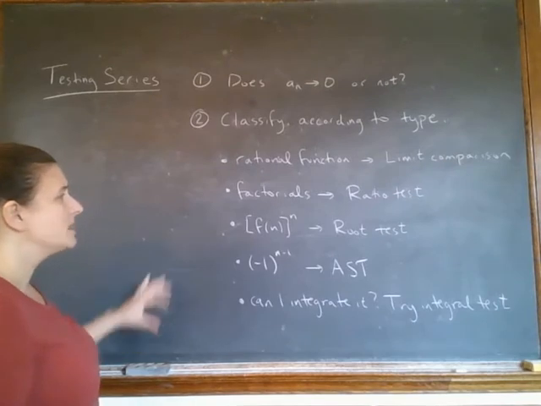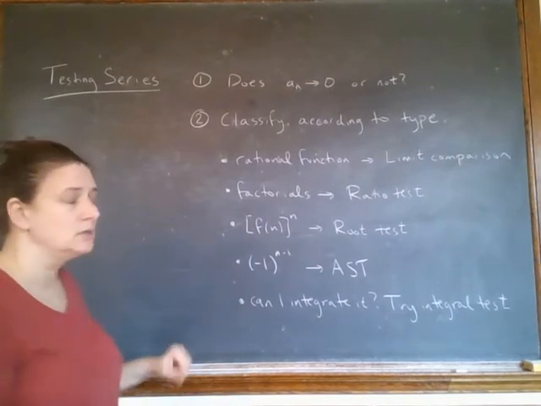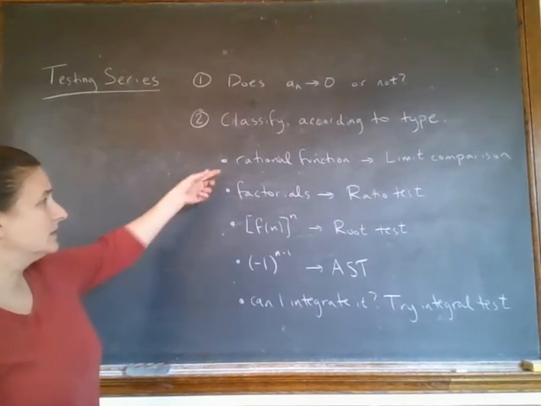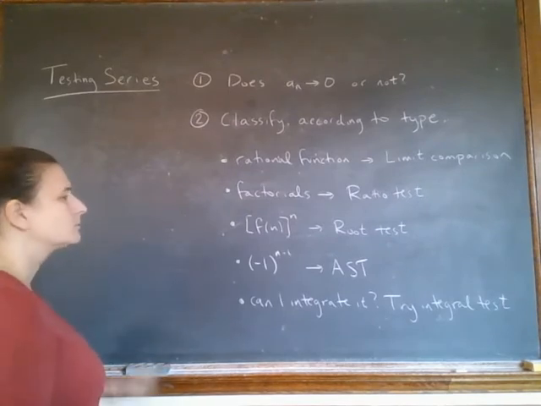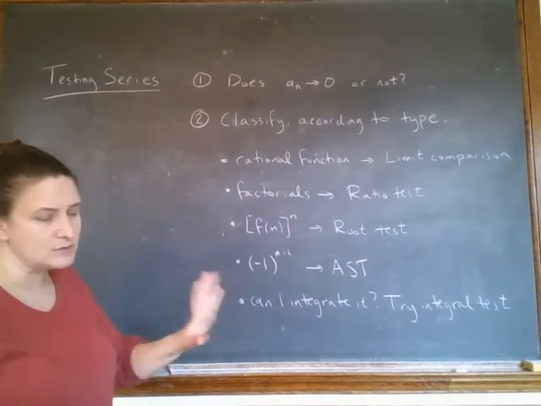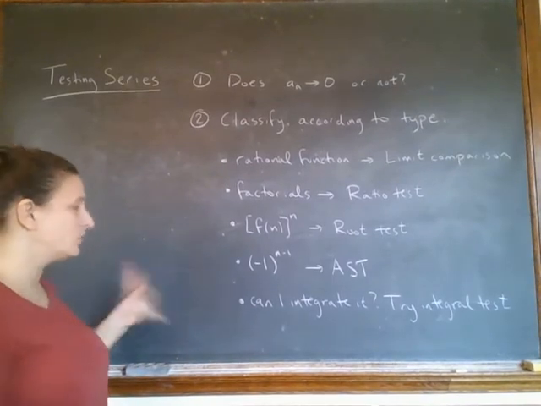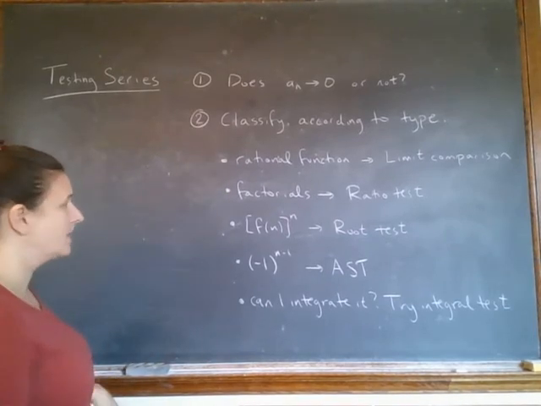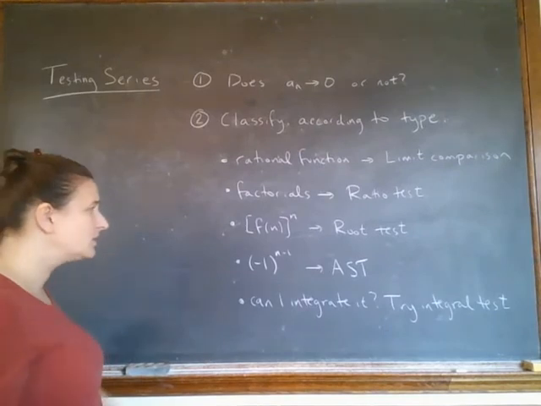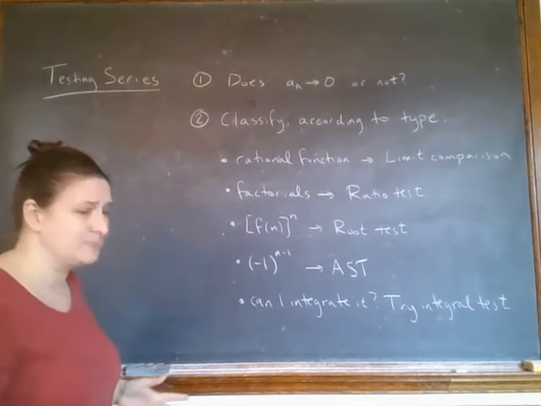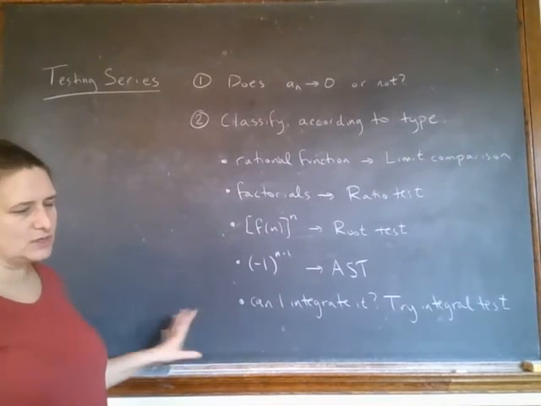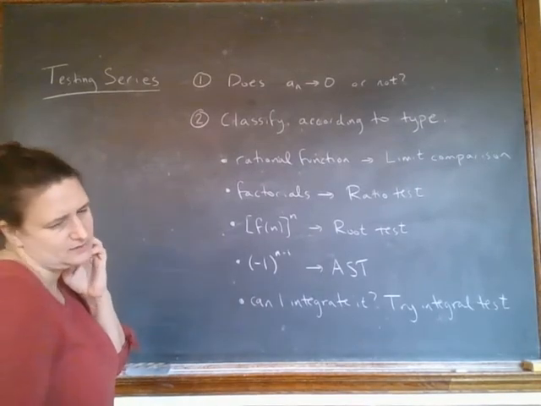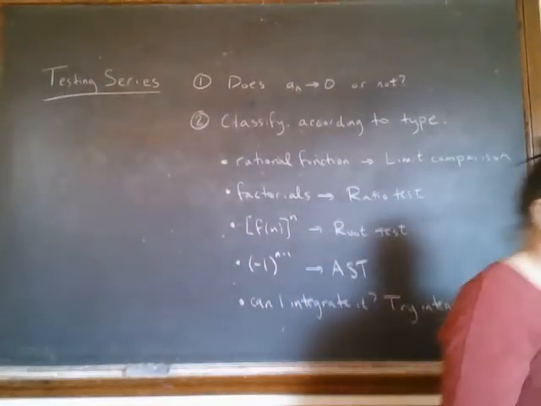Okay. Sometimes you may have several options. You could do ratio test or root test. You could integrate it instead of doing limit comparison. I'll try to point out some examples where you have choices. But basically this is my strategy. I'm going to try one of these things. If it doesn't work for some reason, I'm going to go back and try something else. Okay? So that's the general idea. Okay. So that is that.